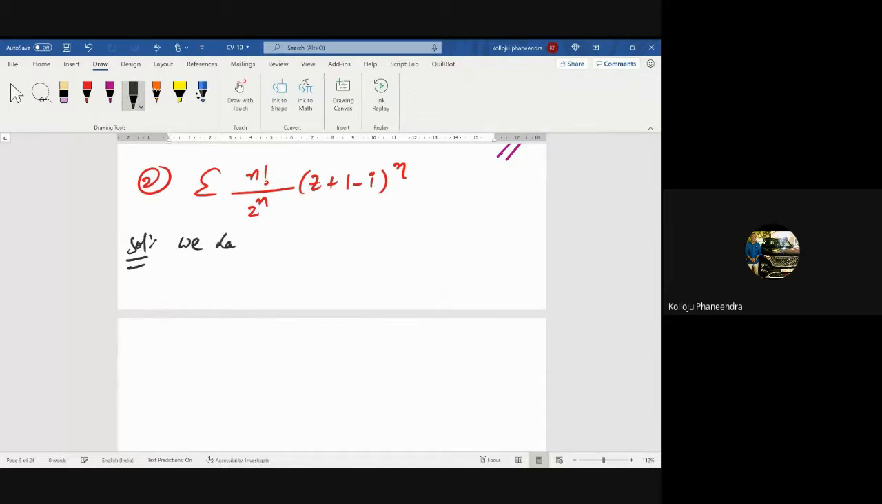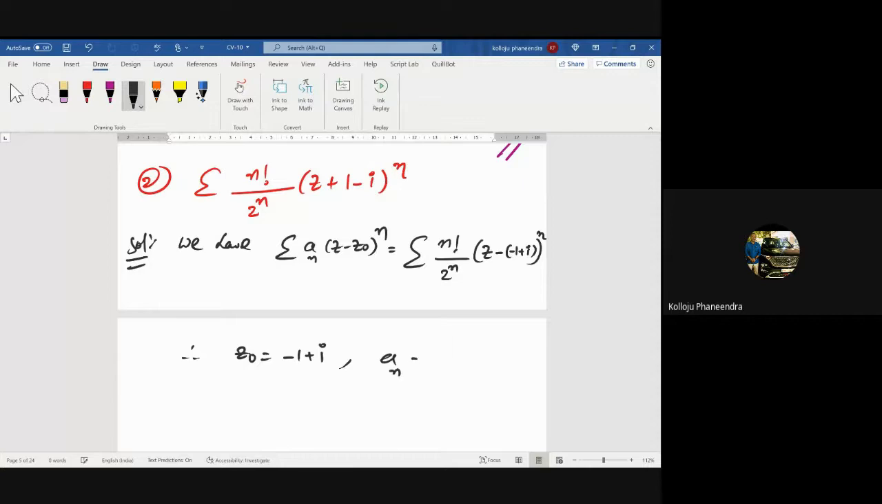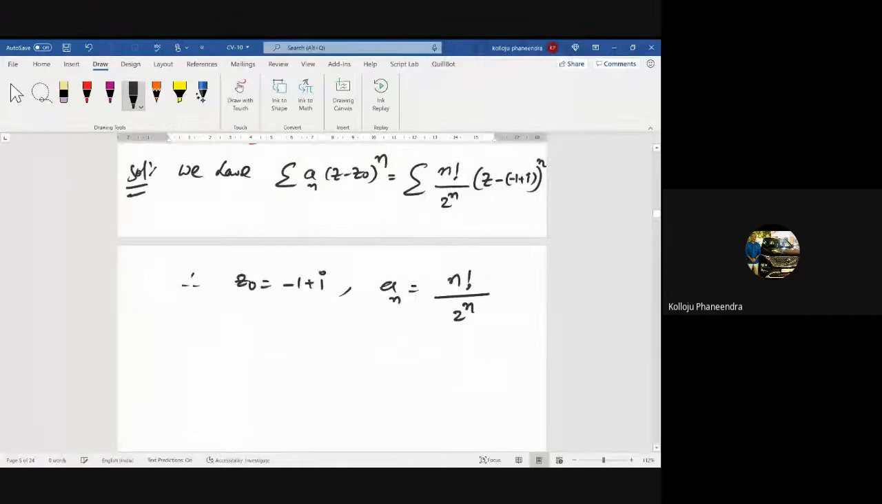We have summation a_n (z minus z naught) whole to the power of n. Given series is n factorial by 2 power n. I will write this power series in the form (z minus z naught). Now I will take minus common, so (z minus (-1 + i)) whole to the power of n. Is it correct? Therefore, what is the z naught value? Minus 1 plus i. This is the z naught value. And what is the a_n value? Just n factorial by 2 power n.